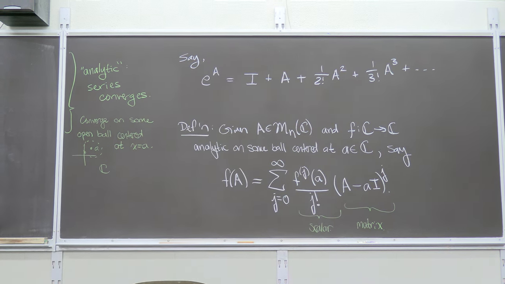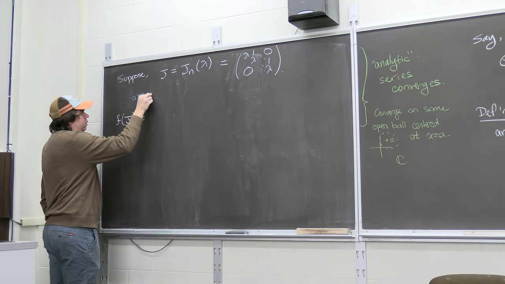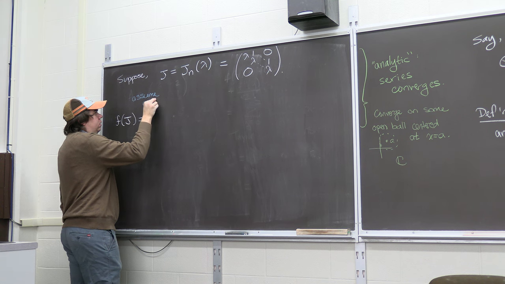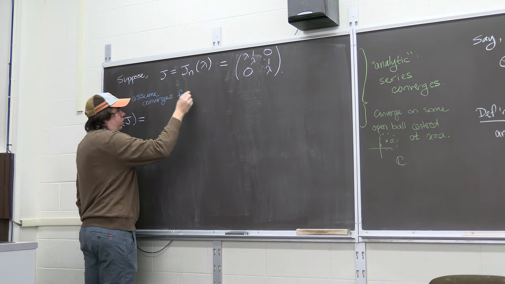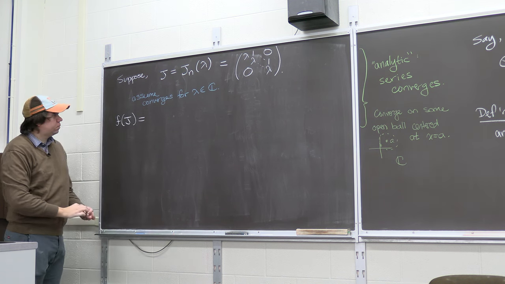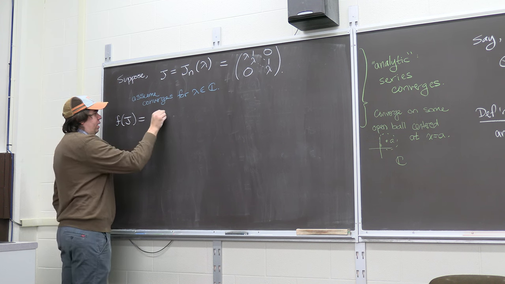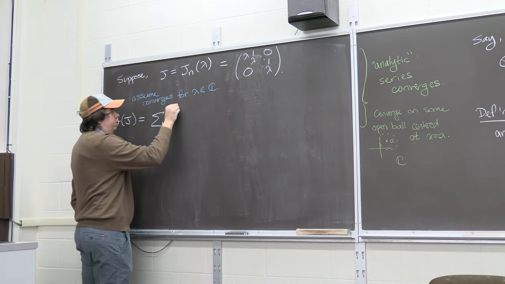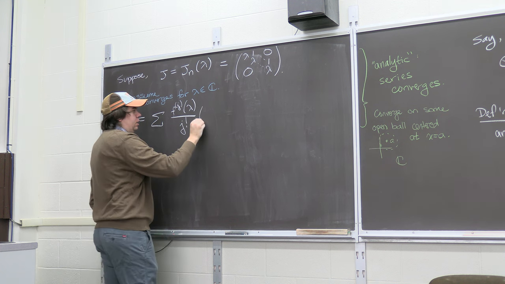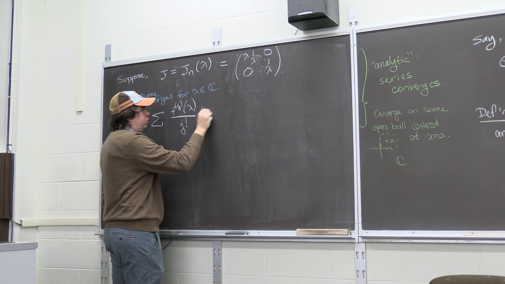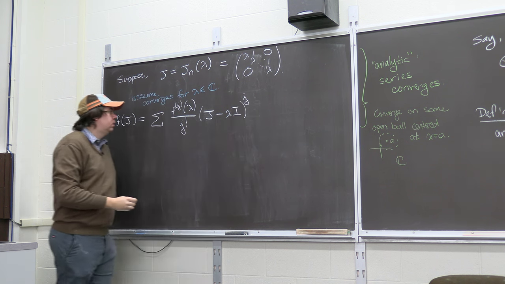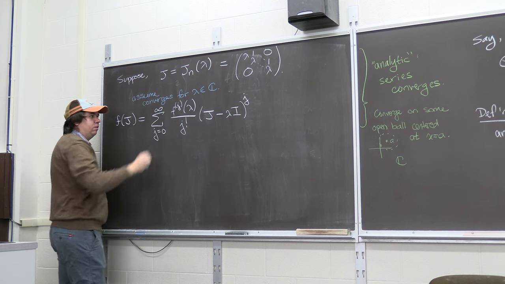I'm going to assume that f is analytic at lambda, that is, it converges for x equals lambda, for your value lambda in the complex numbers. Because if we pick a to be lambda, things will simplify quite nicely for us. We'll have the sum of the jth derivative of f at lambda divided by j factorial, times whatever your matrix A is, which for us is J minus lambda times the identity, to the jth power, where little j is running from 0 to infinity.